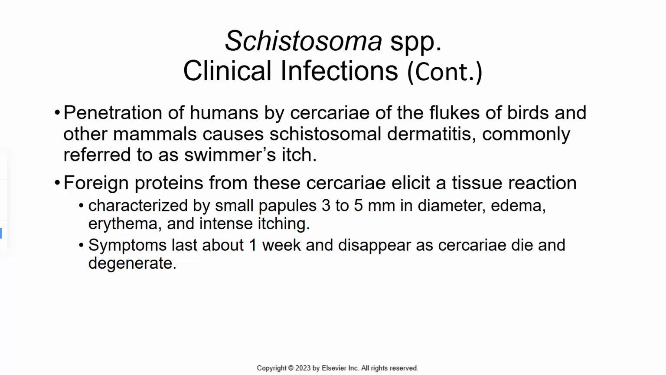Penetration of humans by cercariae of the flukes of birds and other mammals causes schistosomal dermatitis, commonly referred to as swimmer's itch. So related species cause swimmer's itch. Foreign proteins from these cercariae elicit a tissue reaction. It's characterized by small papules 3 to 5 millimeters in diameter, edema, erythema, and intense itching. Symptoms last about a week and disappear as the cercariae die and degenerate. So they don't actually cause a prolonged infection when you get swimmer's itch.